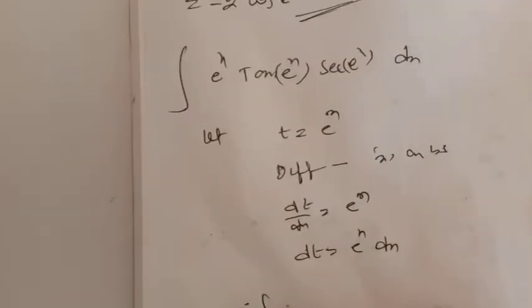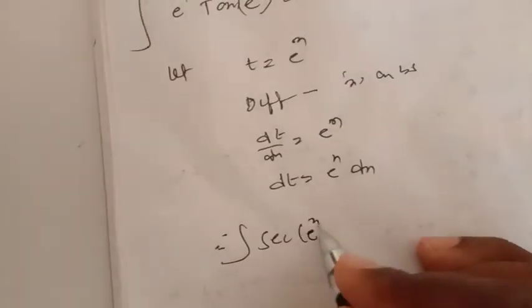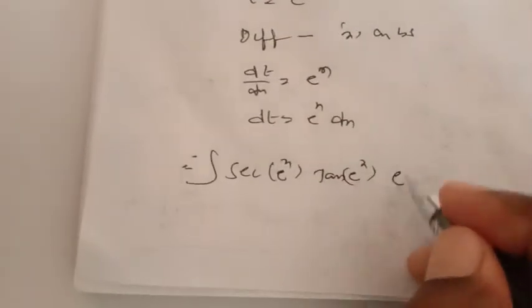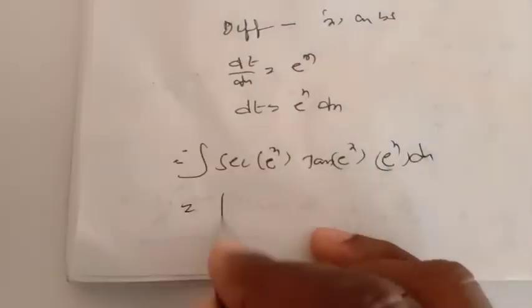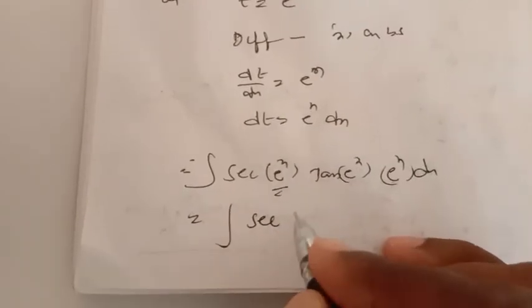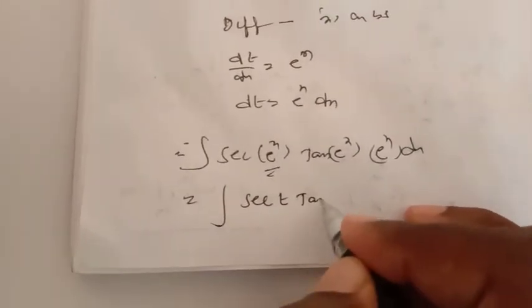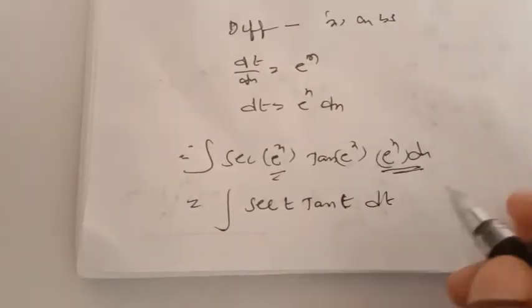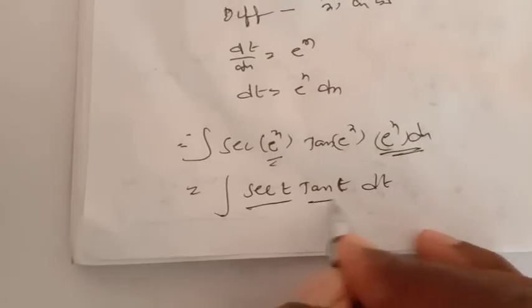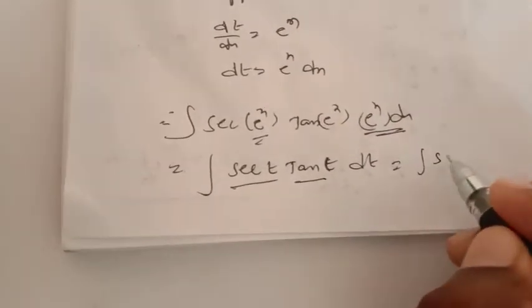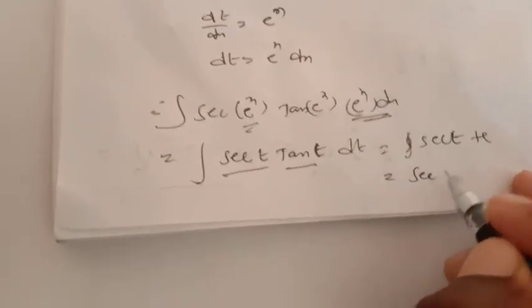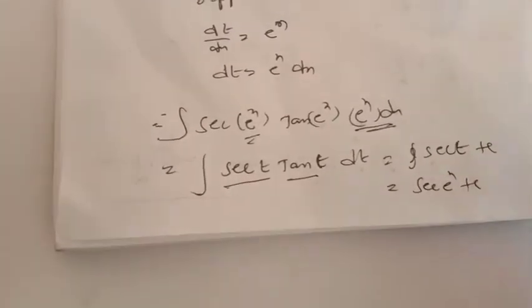Therefore the given problem can be written as sec e power x into tan e power x into e power x into dx, that equals sec t into tan t, where e power x dx equals dt. We have the formula integral sec x into tan x dx equals sec x plus c, that is sec t plus c. Here substitute the t value, we have sec e power x plus c is the answer of the problem.